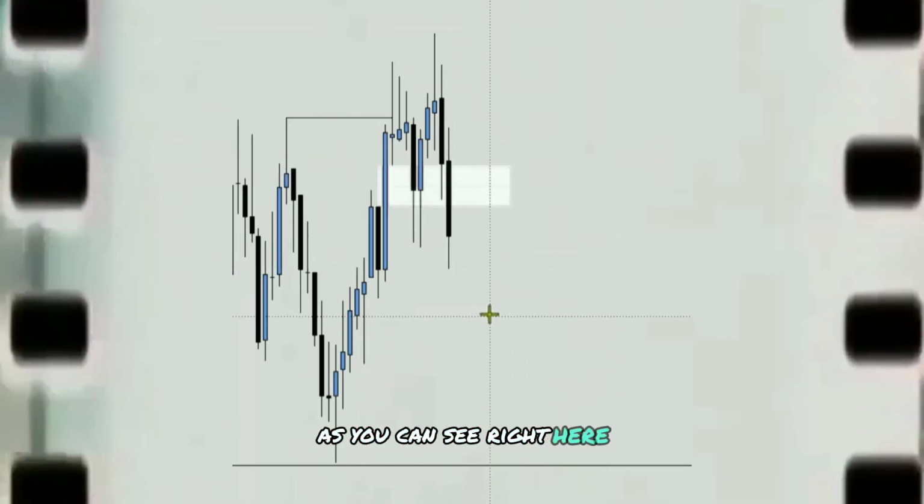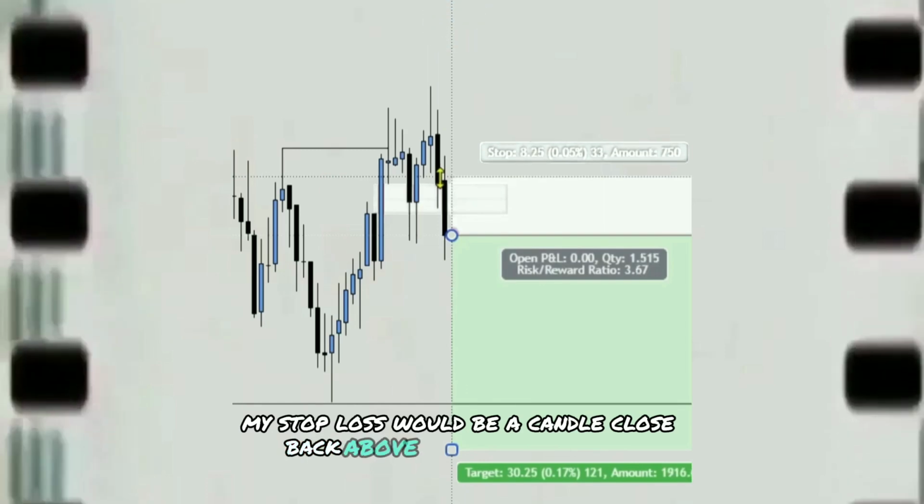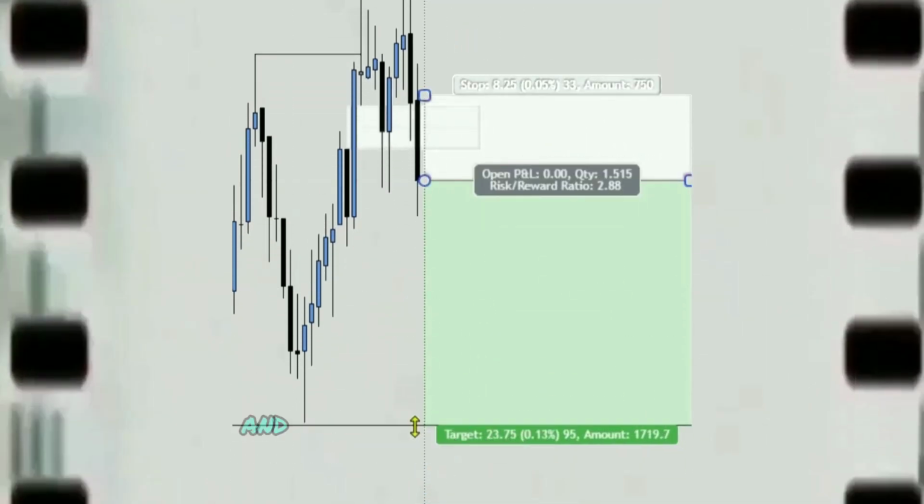As you can see right here, we get a candle close below this bullish fair value gap. Therefore, I'll enter into a short position here. My stop loss would be a candle close back above this fair value gap, and my take profit would be these relative equal lows down here. This is the 80% win rate day trading model that I trade almost every single day.